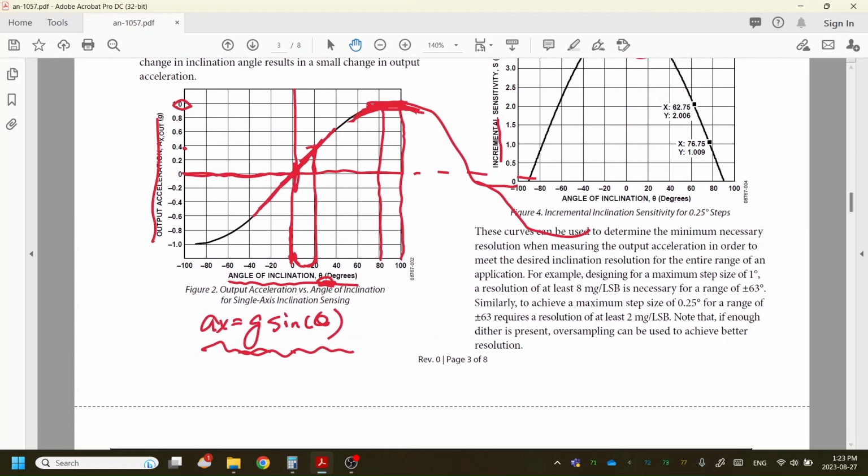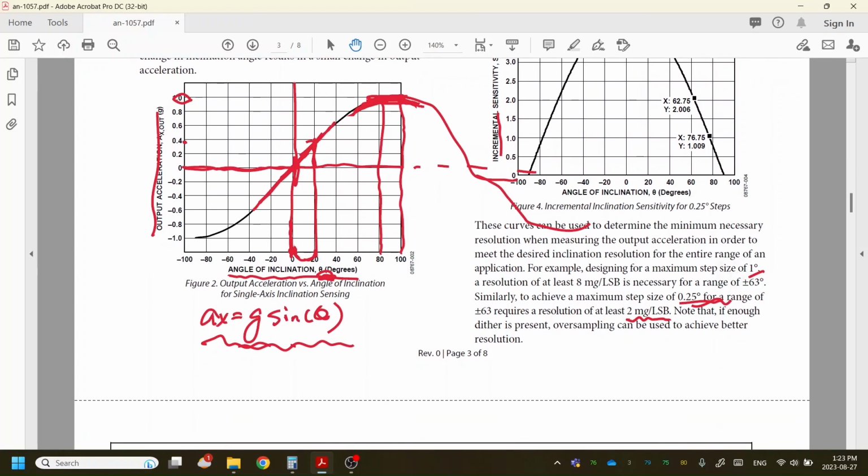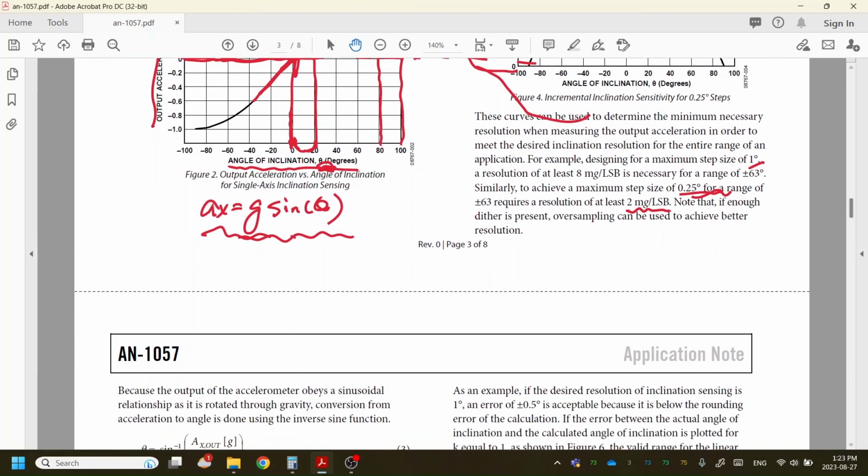So you can use these curves to decide, based on the resolution you want, whether you want to resolve 1 degree or 0.25 degrees, and you can decide the minimum milli-G per least significant bit you need. So you can decide how many bits of ADC you want to use, and so on. Or if you sample the analog signals, you can decide what kind of ADC you should use.